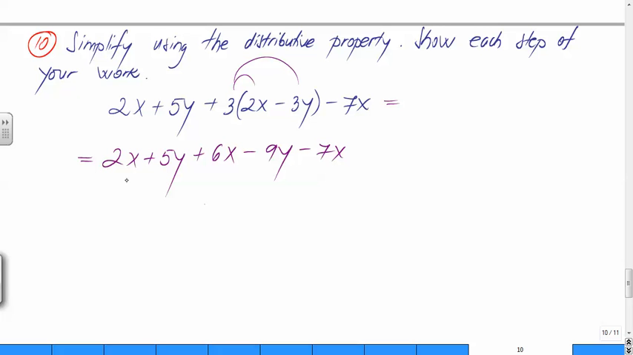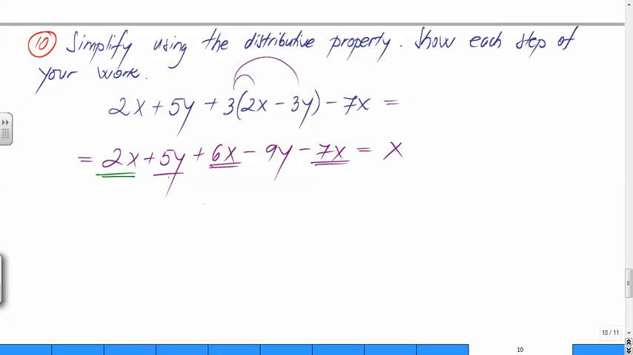Okay? Next step, I'm looking for like terms. 2x, 6x, minus 7x, right? 2x plus 6x is going to be 8x minus 7x would be 1x. We're not writing the 1. By putting x, we imply there is 1x.